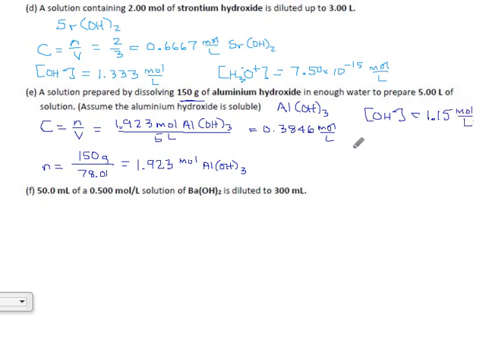moles per liter. Our hydronium concentration is the ion product for water, 1 times 10 to the minus 14, divided by the OH. Should be 8.70, if I'm not mistaken. 8.70 times 10 to the minus 15. Again, that's concentration, so it's moles per liter.